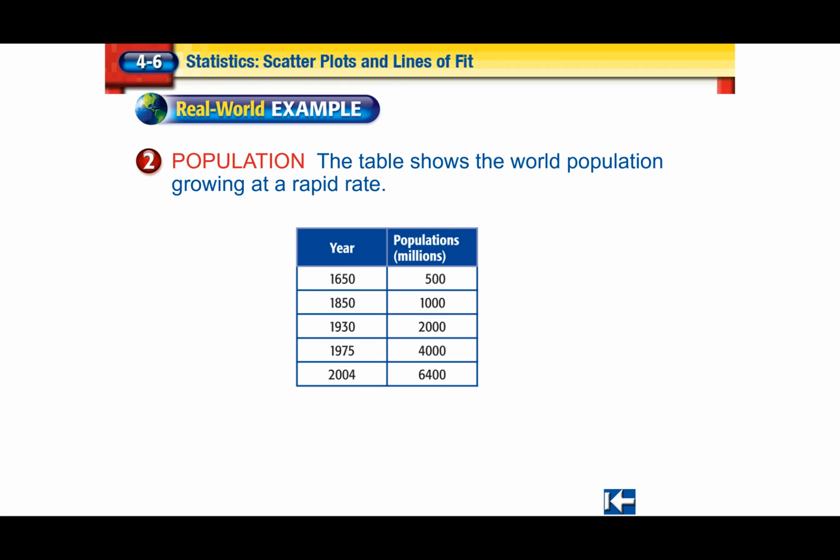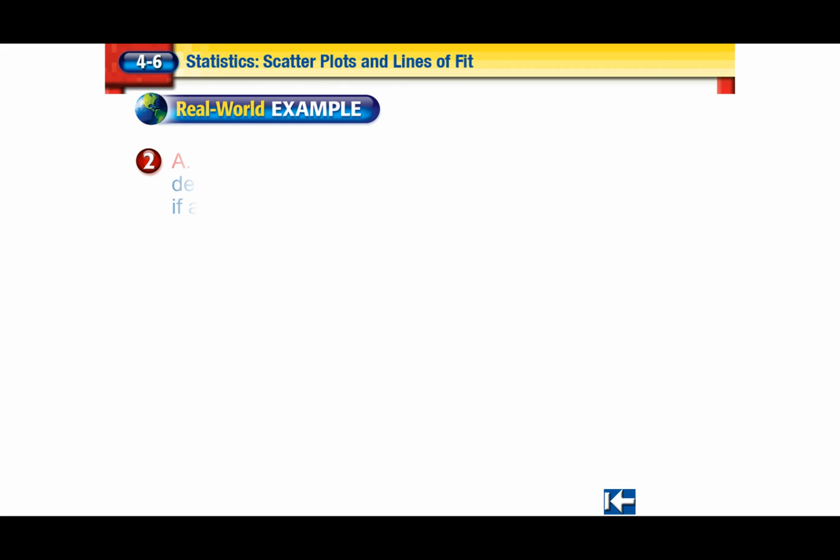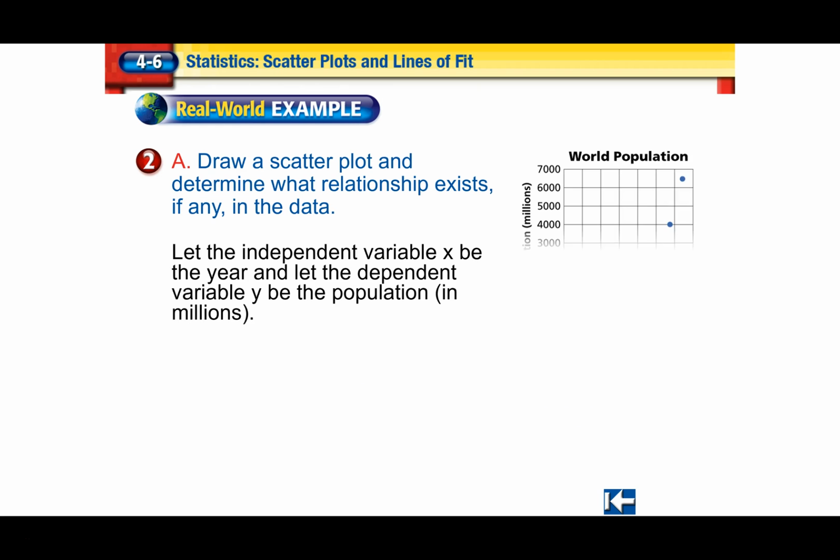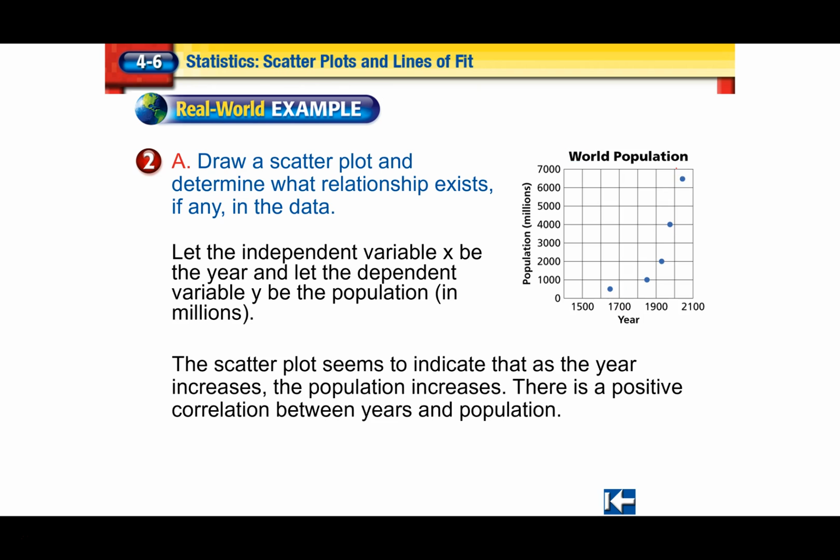All right, population. This table shows the world's population growth rate. So in the 1600s, there were 500 million, 100 million, 200 million, 400 million, 640 million. Draw a scatter plot to determine what relationship, if any, exists in this data. Let the independent variable be the year, so that would be x, and the dependent variable be y, which is population. And they just graphed the chart that we had there a little bit ago. The scatter plot seems to indicate that as the year increases, the population increases, so there's a positive correlation between years and population because they're generally going upward.